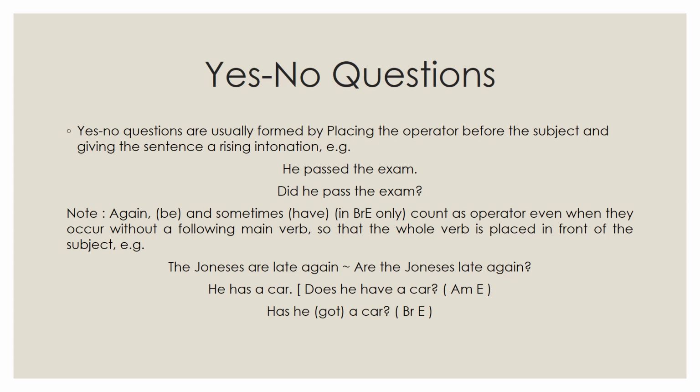What about informal British English? They like to use got as the main verb, and has will be the operator. So the question will be, has he got a car? You see, has he got a car? So has takes the role of the operator, while got is the main verb. This is how to structure, how to make a yes/no question.